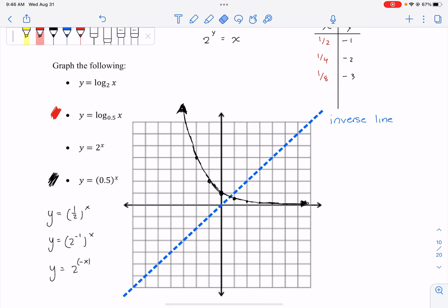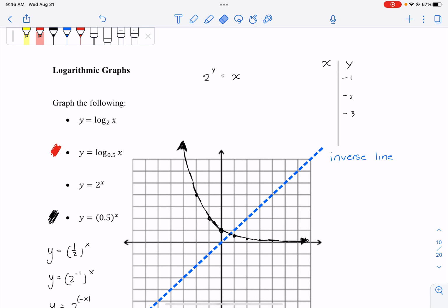Now, let's go ahead and graph this one. Okay, so let me go ahead and rewrite this here. We have half to the power of y is equal to x, which is the same thing as 2 to the negative 1 to the power of y is equal to x, or 2 to the negative y is equal to x. Plugging in some random numbers, let's go with 0, 1, 2, 3. Oh, except we'll plug it into the y for now.